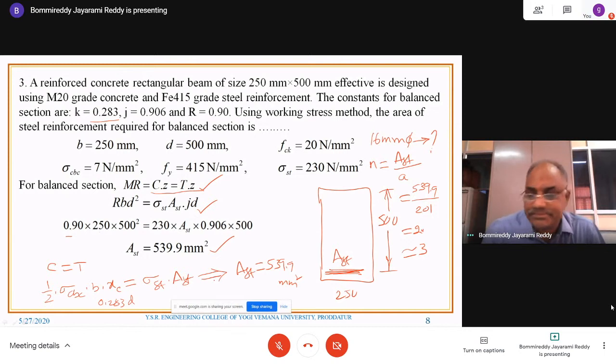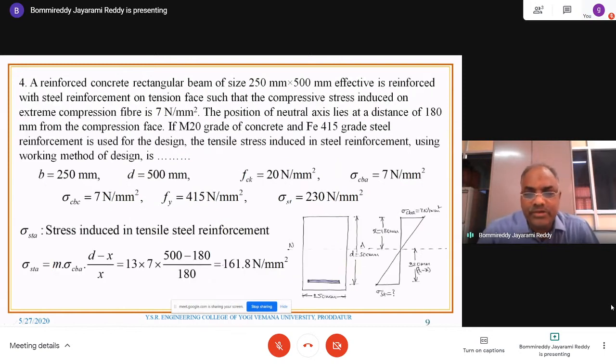The next one. You can see the question looks very big when compared to the previous one. When the question is big, the solution is normally simple. A reinforced concrete beam of size 250 by 500 mm effective, you can look at the diagram, is reinforced with some steel reinforcement on the tension face, such that the compressive stress induced on the extreme compression fiber is 7 Newton per mm square.